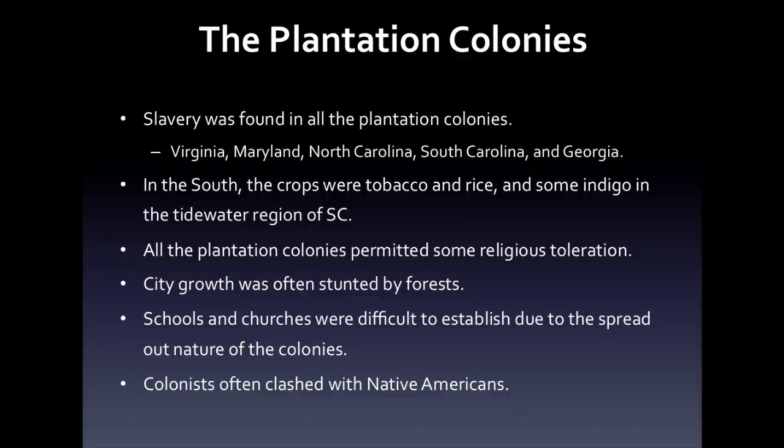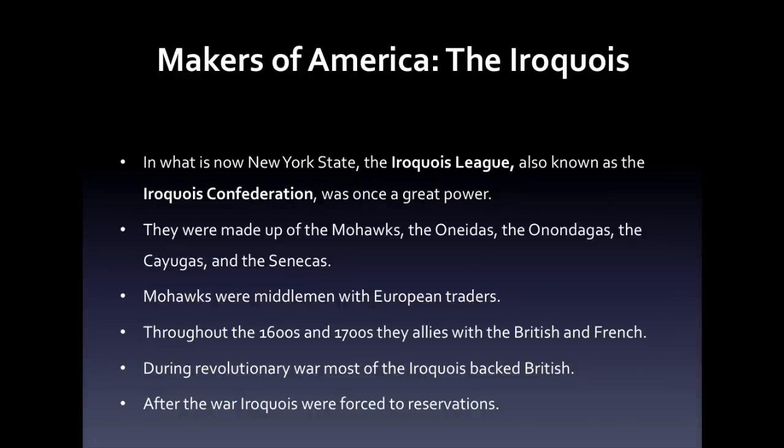And so, lastly, the makers of America, the Iroquois. The Iroquois League, which occupied what is now New York State, also known as the Iroquois Confederation, was a great power, and it was made up of six tribes that I will not try to pronounce because I will butcher it, and you don't need to know exactly the six tribes for a test or for the AP. But one of the tribes was the Mohawks, and they were like the middlemen for European traders.